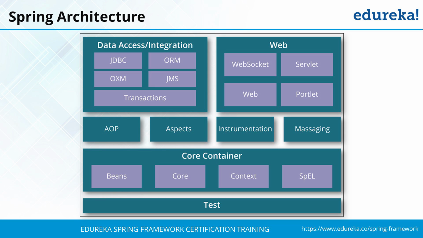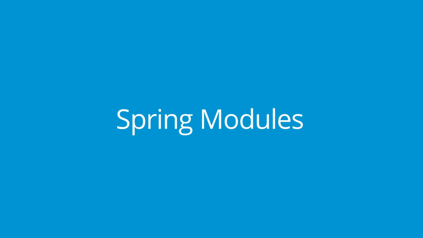Moving on, we got data access or integration layer. So here we're gonna deal with the ORM or the JDBC or your backend part, right? The web module will focus on how you can write a web MVC application. So for example, the servlets or the portlets or the sockets or the web layer, right? So that's how you got various layers available in the Spring architecture.